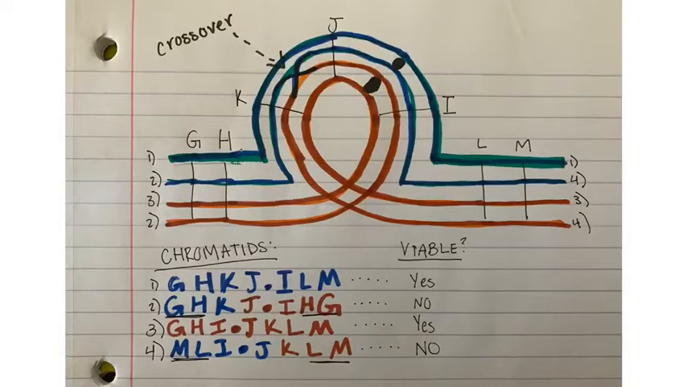There are a few things that determine viability. Does the chromatid contain all of the genes as its parent chromosomes, or is it missing information? Are there duplicated or added portions of the chromosome? And are there extra or missing centromeres? For our example, we see that chromatid 2 and 4 are not viable because they both contain duplicated and missing regions.